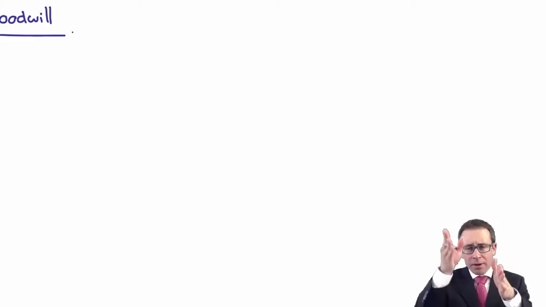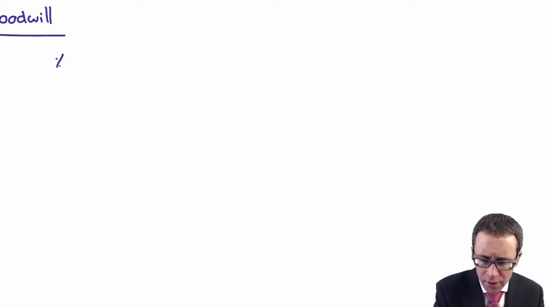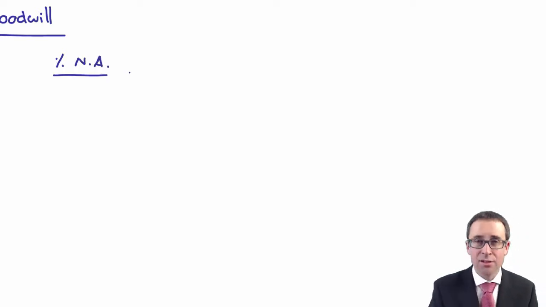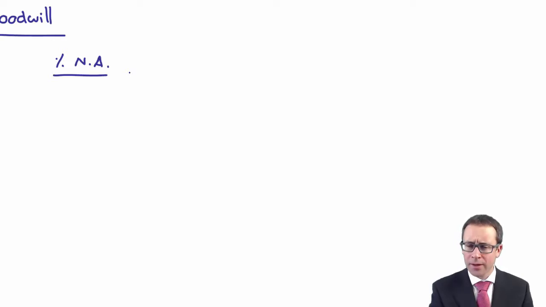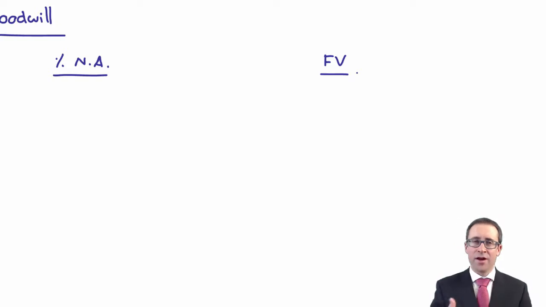So if you grab yourselves a separate page of paper, head it up goodwill, and split your page into three columns. On the left-hand column, we're going to look at the first bit, being your proportionate share of net assets method to value the NCI. Leave the next column blank before we then look at the fair value method of valuing the NCI and calculating goodwill.